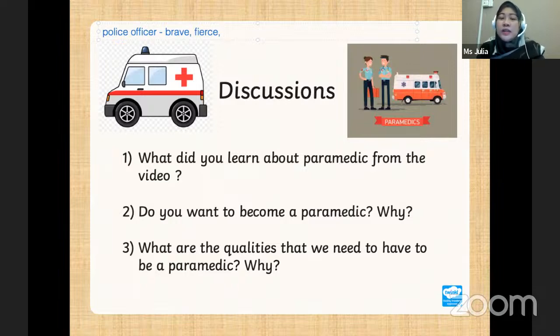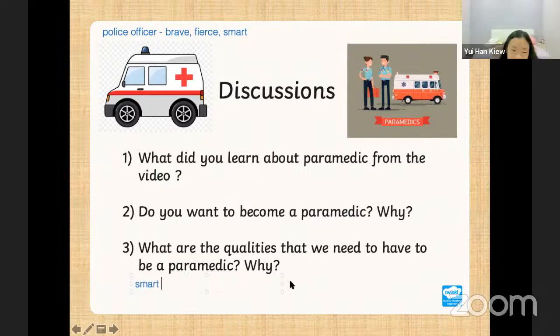Another one, he should be smart, so that he knows how to catch the criminal. Okay, so these are examples of qualities. Qualities are adjectives. So now, number 3, what are the qualities that you need to have to be a paramedic and why? Yehan, need to be smart. Okay, smart. Why? Don't copy the teacher's; this one only I accept. The second one, don't copy mine. Use your own. Okay, why should you be smart?